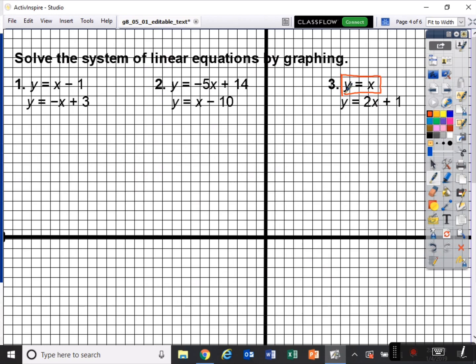Y equals X. Slope, remember, is the number in front of X, so 1 over 1. Y-intercept's the number by itself. There is no number by itself, so the number equivalent of nothing is 0. Go ahead and do my green. Slope is 2 over 1. Y-intercept is 1. All right, so for the red one, 0, and probably make it bigger now.